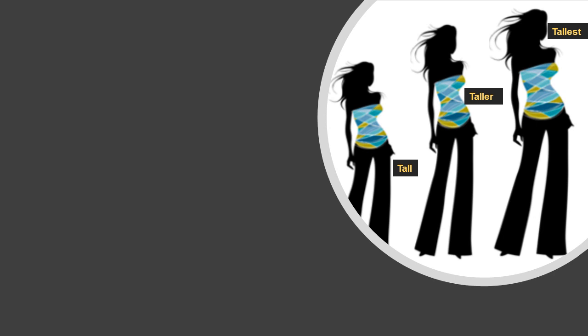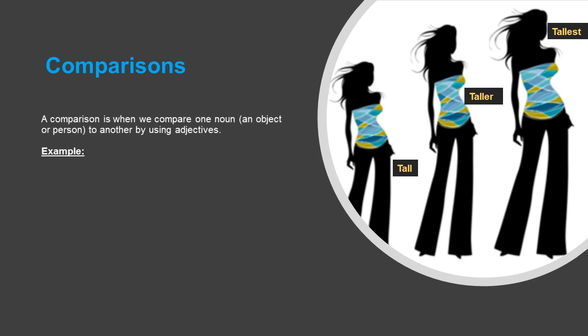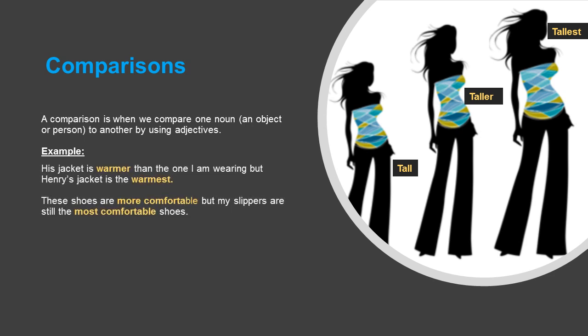Today we are talking about comparisons. A comparison is when we compare one noun, an object or a person, to another by using adjectives. Here's a few examples. His jacket is warmer than the one I'm wearing, but Henry's jacket is the warmest. These shoes are more comfortable, but my slippers are still the most comfortable shoes.